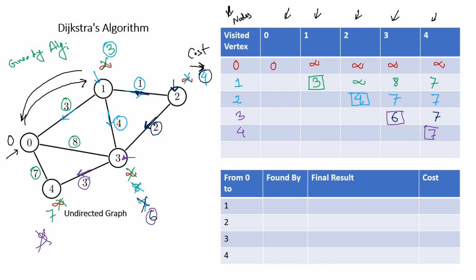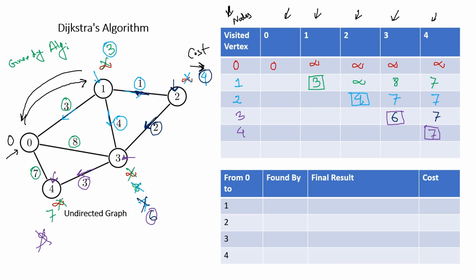So, and this is our last node. Now let's try to fill the second table. From 0, let's try to go to 1, 2, 3, and 4. All other nodes, let's try to visit them. And we're going to also update the found by and the final result and the cost. We can already update the cost, but let's get along.